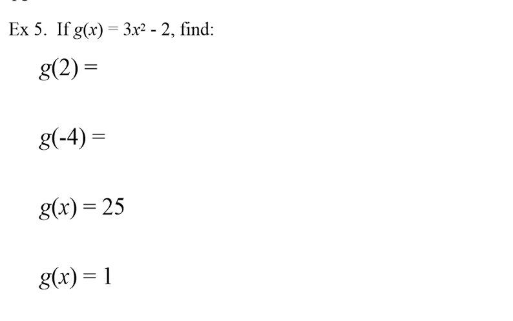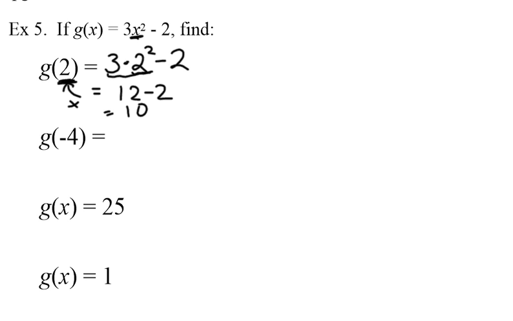So here we go. In this case, g at 2, what did that give us? It gives us x. So we know g at 2 will be 3 times 2 squared minus 2, because I want 2 in for x. So order of operations, 2 squared is 4. 3 times 4 is 12. We get 10. So we know when x is 2, our y value, our resultant, is 10.